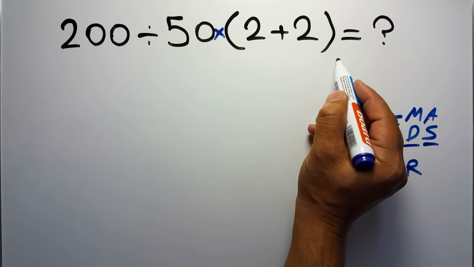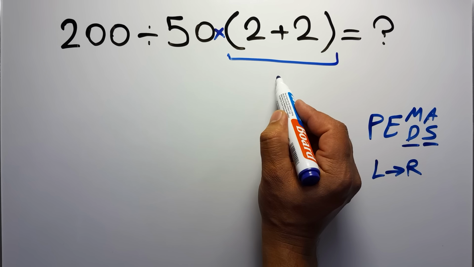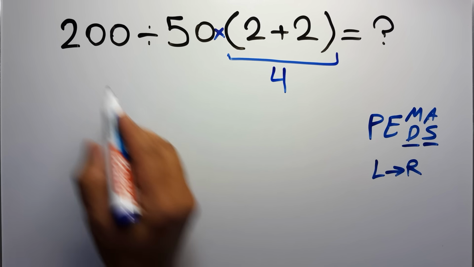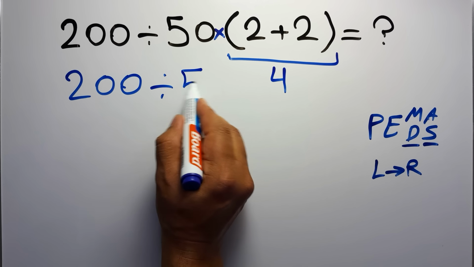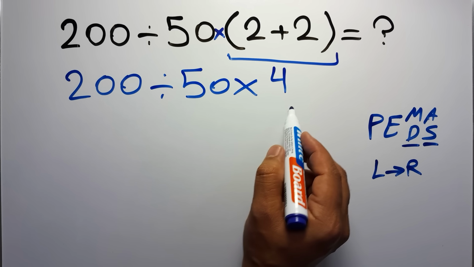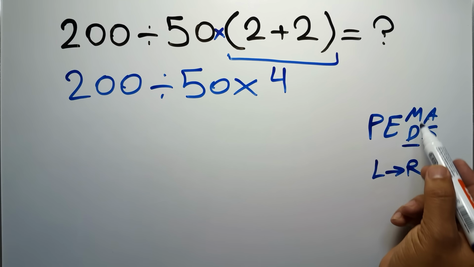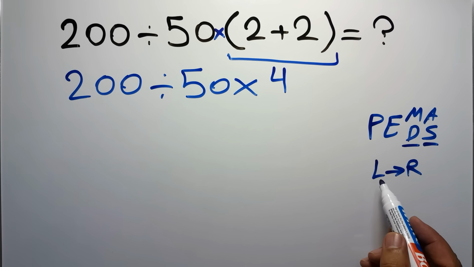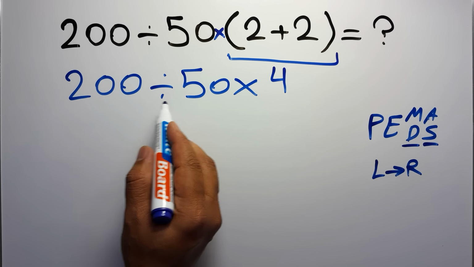So first we have to do this parentheses. Inside this parentheses, we have 2 plus 2, which equals 4. So we have 200 divided by 50, then times 4. Now, in this expression, we have one division and one multiplication. As I said, multiplication and division have equal priority and we have to work from left to right. So here, first we have to do this division.